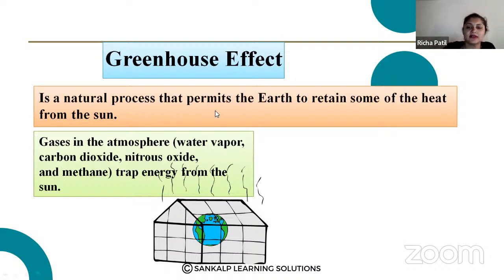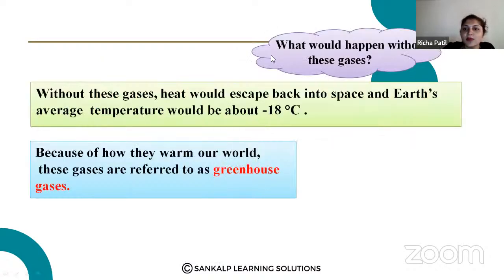But nowadays the thin ozone layer is getting depleted, and we are facing more heat. Global warming is increasing more and more. So what happens without these gases? There are some gases in the atmosphere.